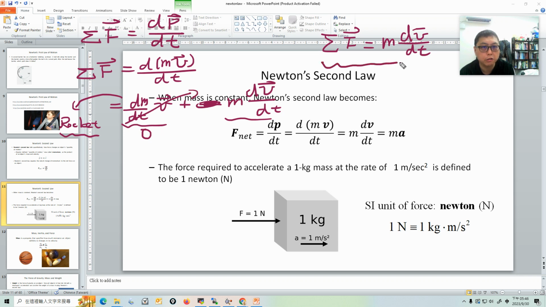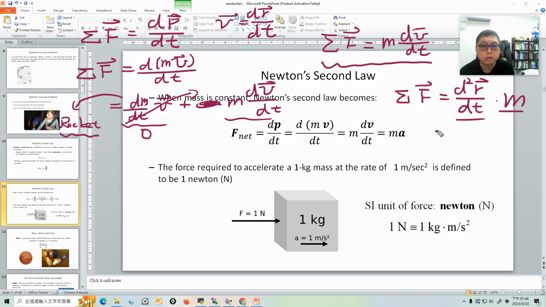So we will have this, and we all know the velocity is equal to the derivative of the position vector. So finally, we'll reach this equation, F equals m d²r over dt². Okay, this is the equation of motion.